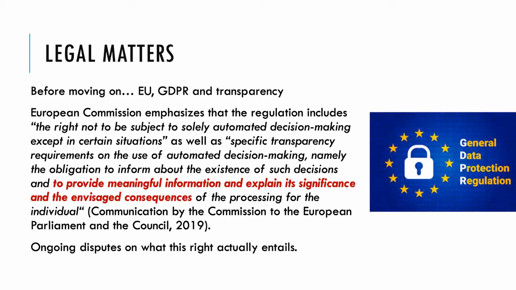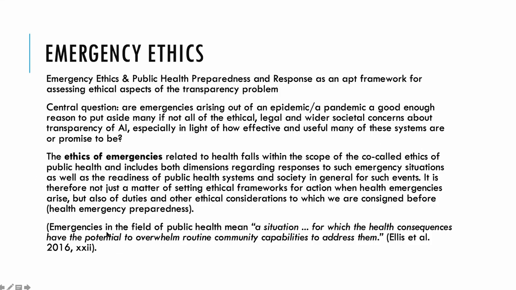So we have something like a starting point for the legislation dealing with this area, but of course there are still ongoing disputes about what this right actually entails. But now let's move to the ethical issues. As I have announced, we look at emergency ethics as the framework for assessing the appropriateness of the use of such systems, in particular for the use in the recent pandemics. So the central question is, are emergencies arising out of an epidemic or a pandemic a good enough reason to put aside many, if not all, of the ethical, legal, and wider societal concerns about transparency of AI, especially in light of how effective and useful many of these systems are or promise to be?